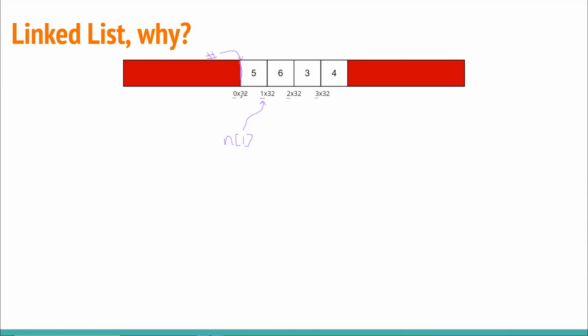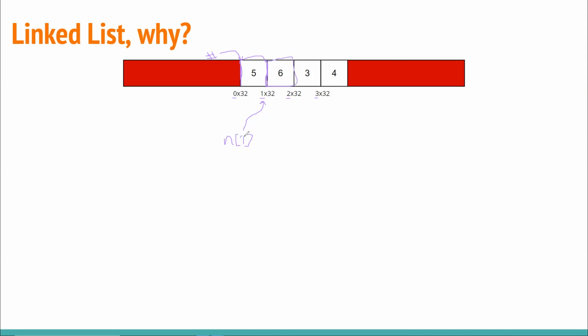Each thing is an integer, so they're all 32 bits. So we can multiply our number by 32. So we take 1 and we multiply it by 32. And then we arrive at this address, this address just before 6. And the next 32 bits are the number we were looking for, which is 6.